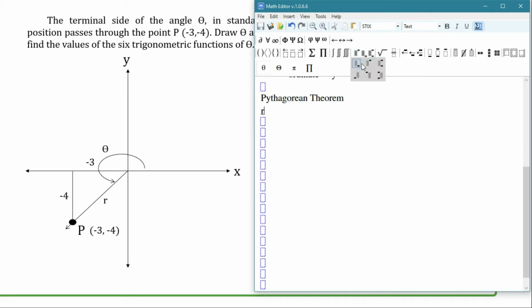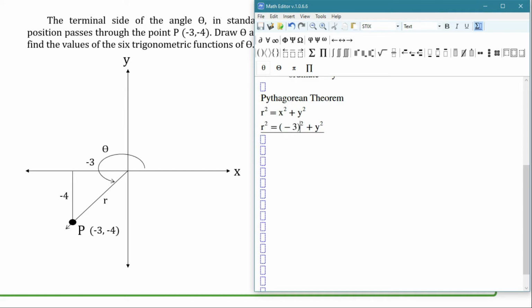That is r squared equals, since x is the abscissa, our first leg would be the abscissa, that would be x squared, plus the square of the ordinate. So this is our Pythagorean Theorem. After that, we just substitute the values we have in our given problem. So that is r squared equals, the value of x would be -3, that is the square of -3.